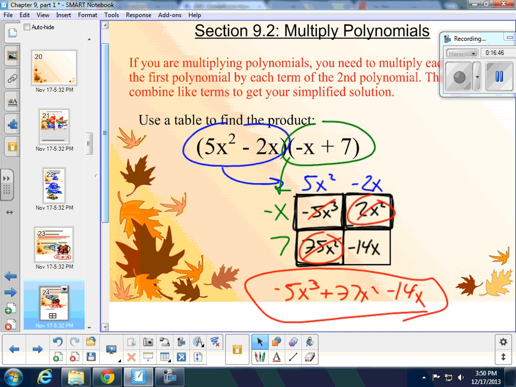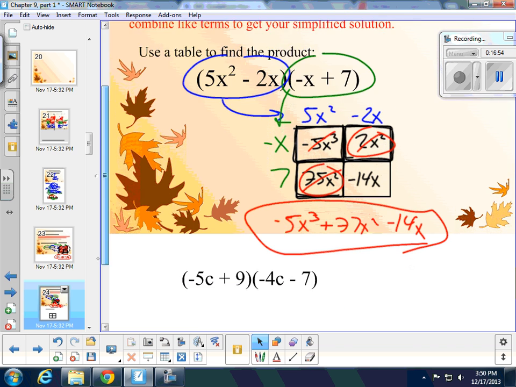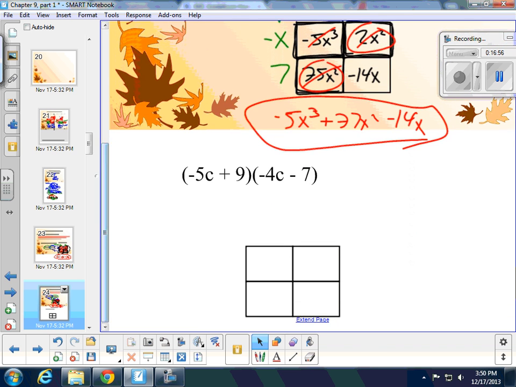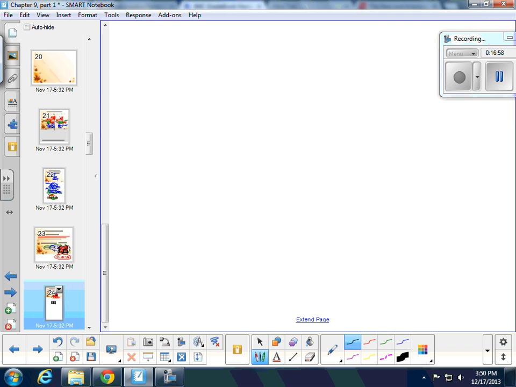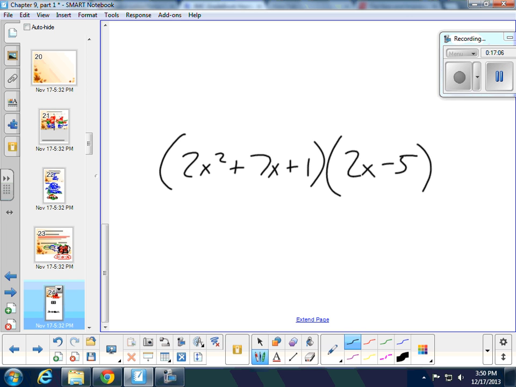Then, one more I just want to talk about. I won't go through another example, but one thing I always ask students at this point of the lesson: what if I'm multiplying a trinomial times a binomial? Let's say I'm multiplying something like 2x squared plus 7x plus 1 times 2x minus 5. So what if I have three terms in my polynomial, a trinomial times a binomial, or any other type of polynomials multiplied together?